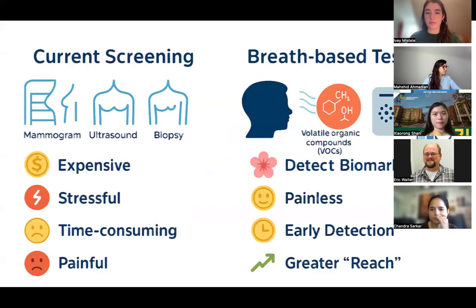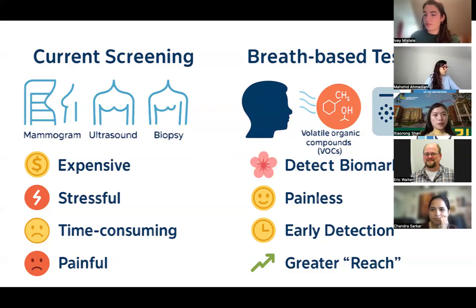Next slide, please. So imagine you are doing your routine physical exam and your doctor tells you that you might have breast cancer. What happens next? You schedule a mammogram, but the wait is long, the cost is high, and the procedure can be really painful. Every year, more than 2 million women worldwide are diagnosed with breast cancer. For many of them, early detection could save their lives, but traditional screening methods are expensive, uncomfortable, and not easily accessible.